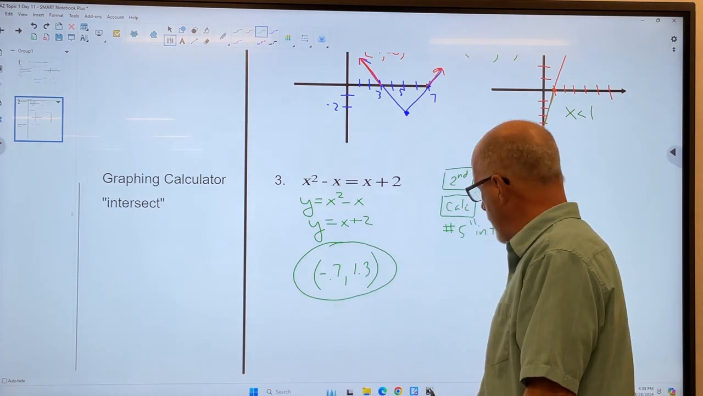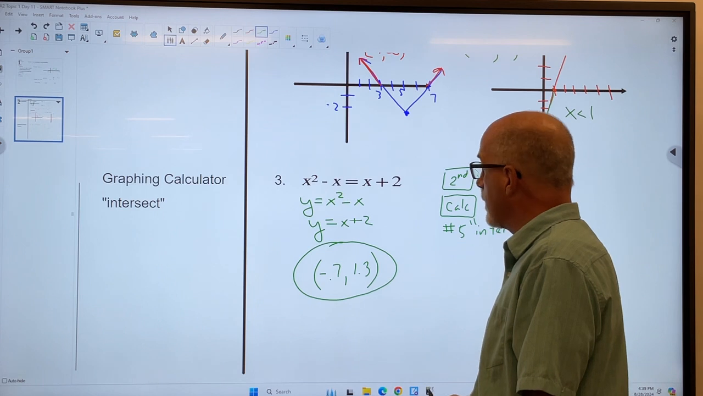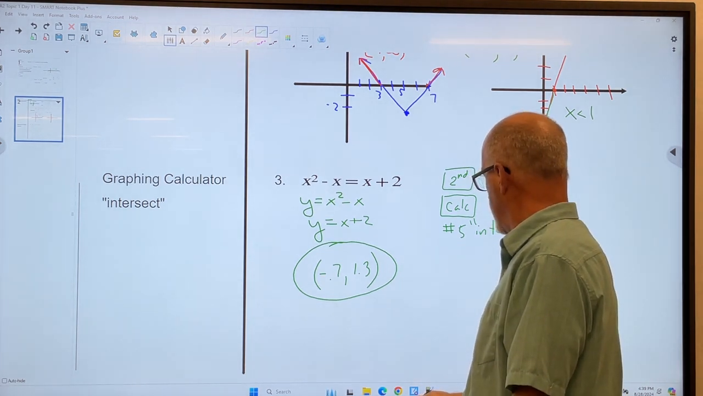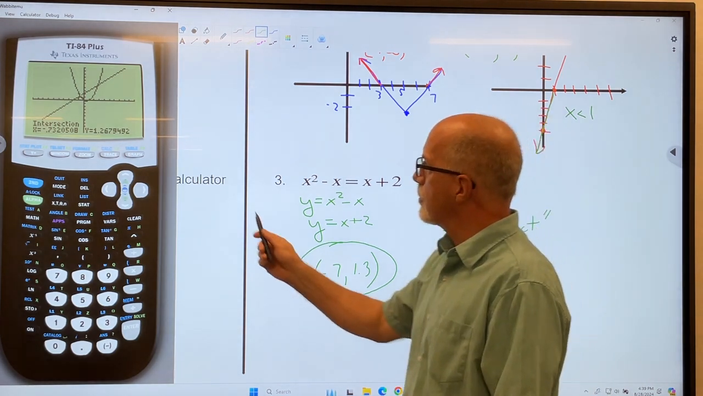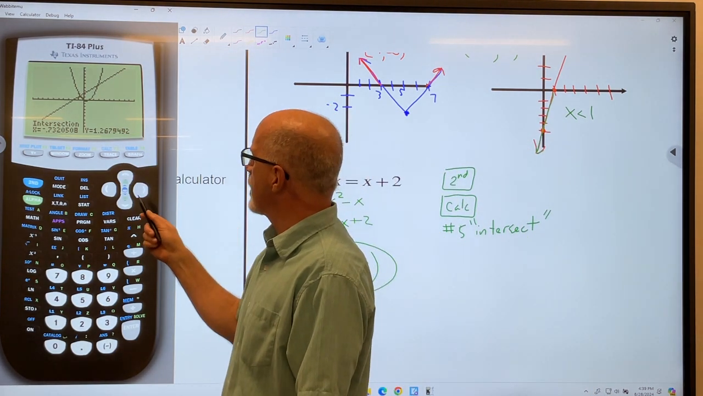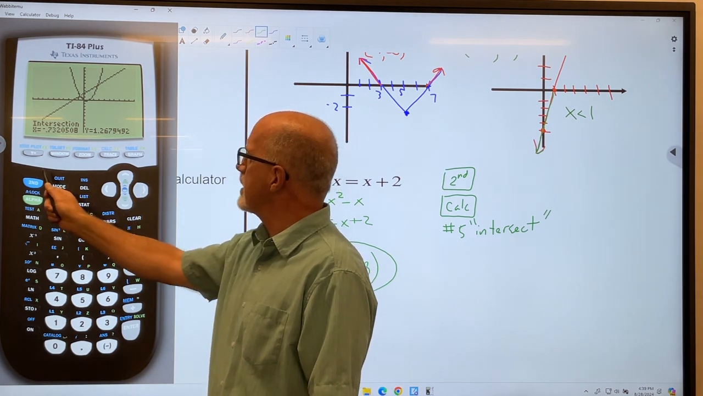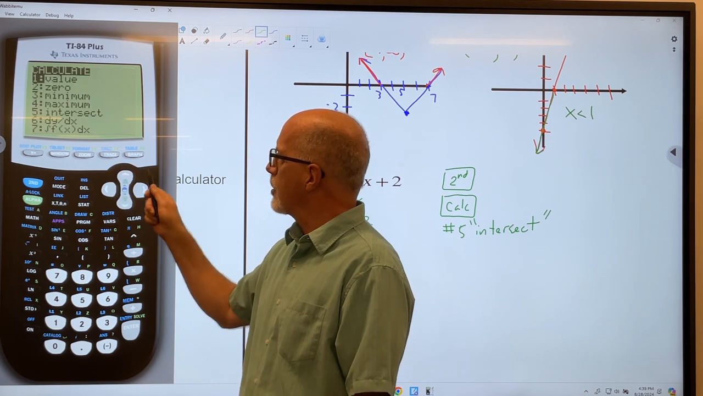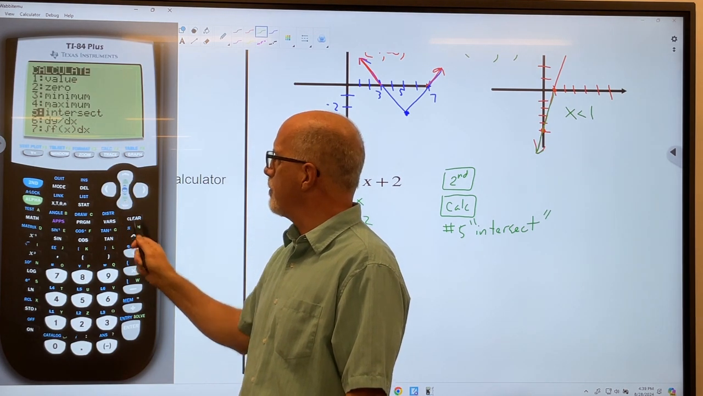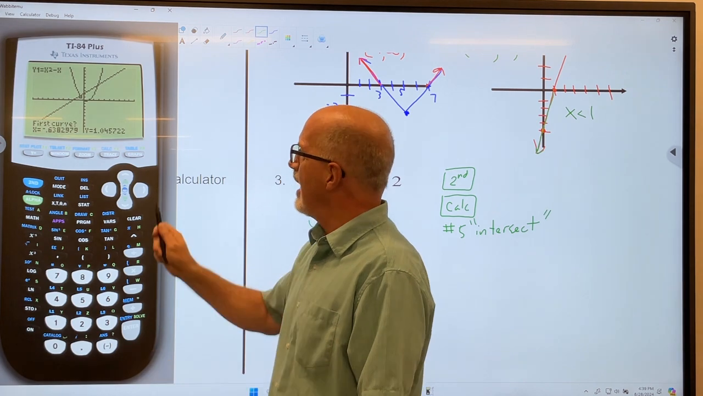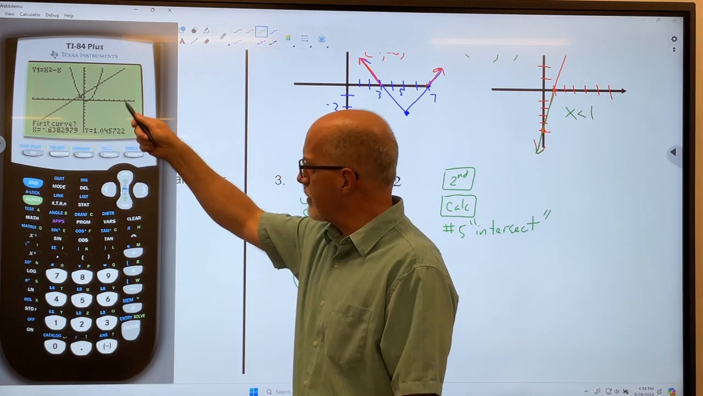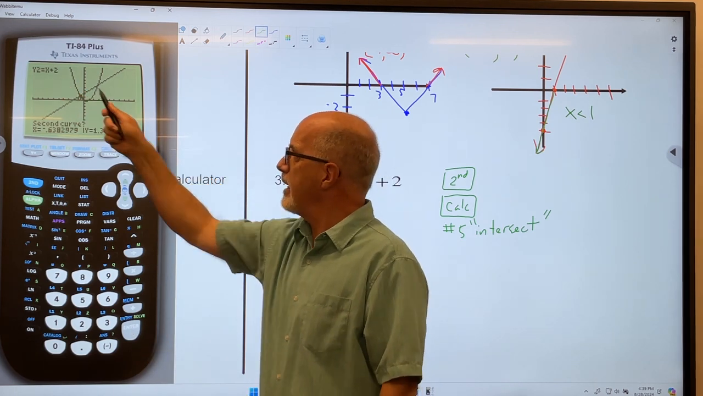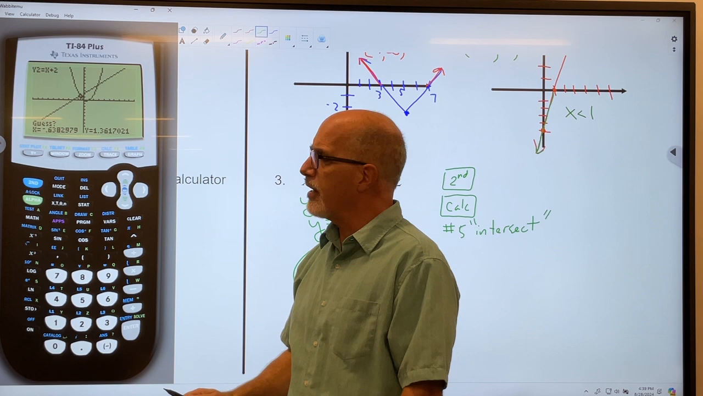Let's find the second one. All right, so the second one, we found that intersection now. We've got to go ahead and hit second, calculate again, go down to intersect. So we're going to just repeat this, hit enter, and now our first curve is that parabola. Yep, hit enter again. Second curve is that line. Yep, just hit enter again. So you hit enter a few times.